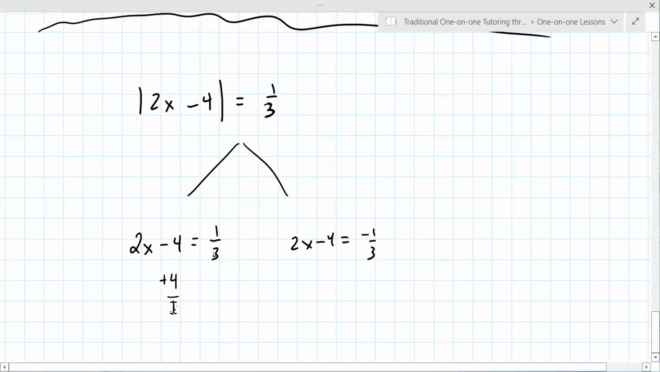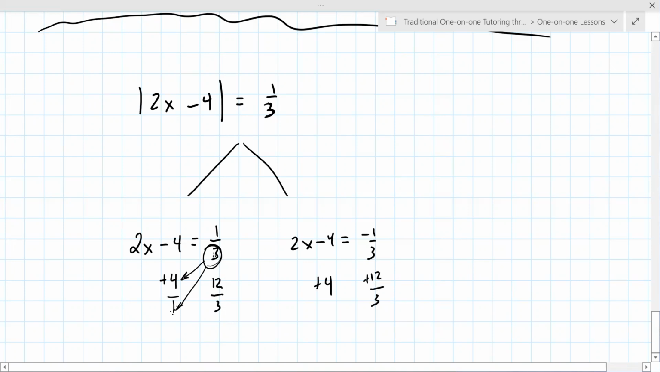Not sure if you heard me, but we want the common denominator to be 3. So you really want to rewrite 4 as 12/3. How am I getting that number? I'm always taking this number, multiplying that, and multiplying that. It's always that way. And so over here, I'm doing the same thing. I'm going to add 12/3.